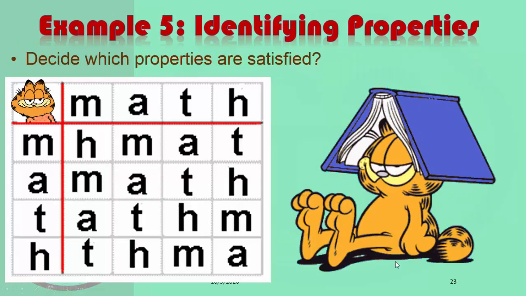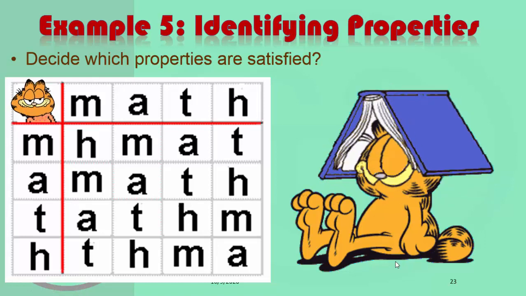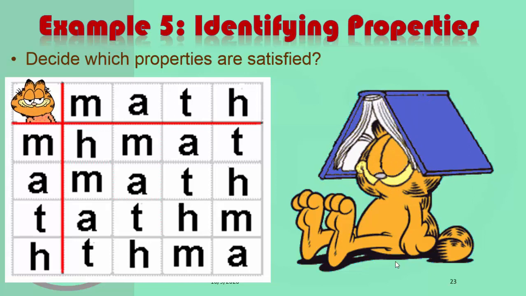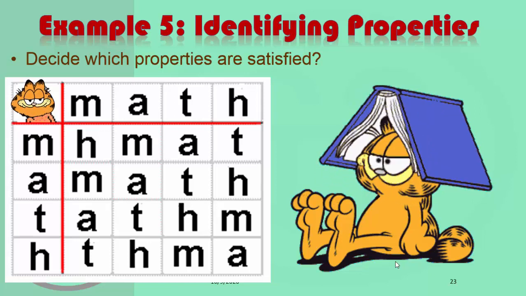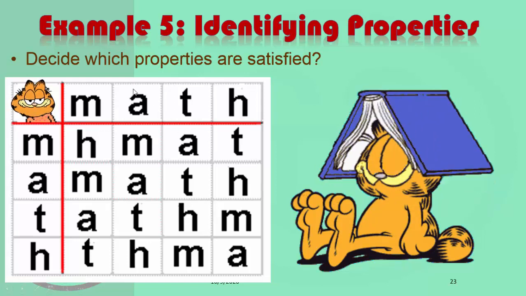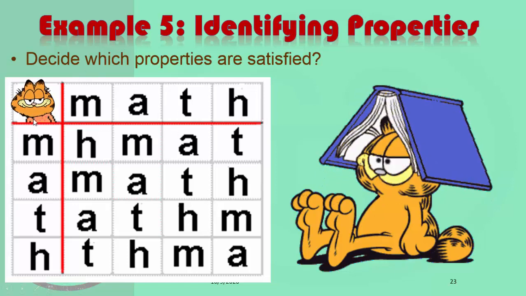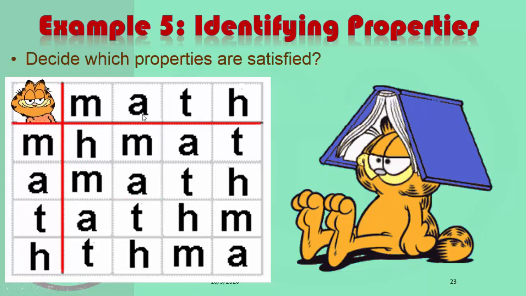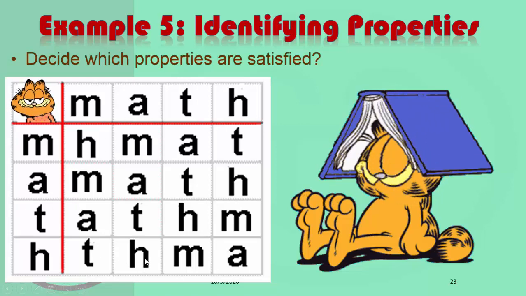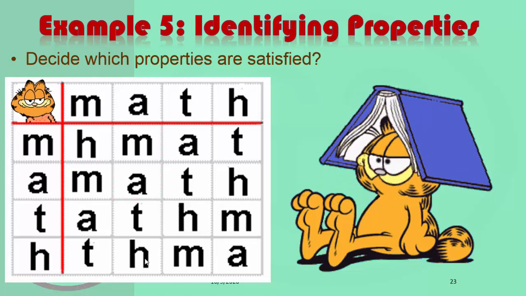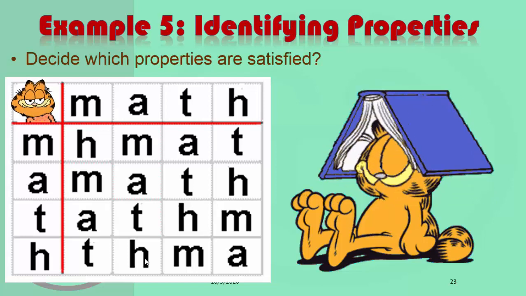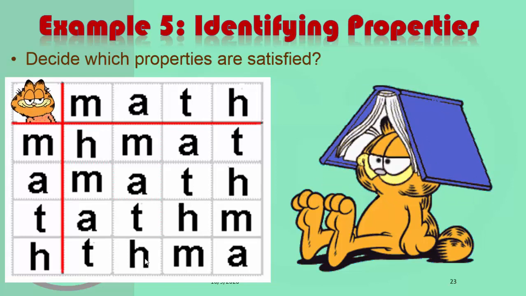In example number 5, we're going to identify properties of the Garfield operation. So we're going to decide which properties are satisfied. So let us look at the top here and the side here, and we see there's M, A, T, H. Now let's look inside the body of the table, and are there any other letters besides M, A, T, and H? And we see there are none. That means closure is satisfied.